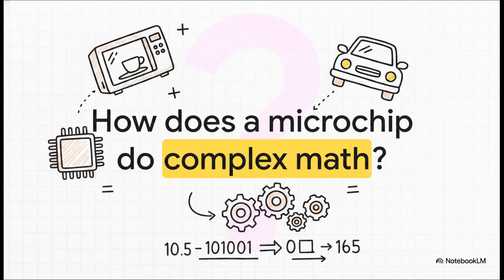Have you ever wondered how a tiny, super cheap microchip, like the one sitting inside your microwave or maybe your car, manages to do incredibly complex math without actually having a dedicated calculator inside? I mean, how does it crunch all those tricky fractional numbers when its hardware literally only understands whole integers? Well, the answer lies in one of the absolute cleverest engineering tricks in computer science.